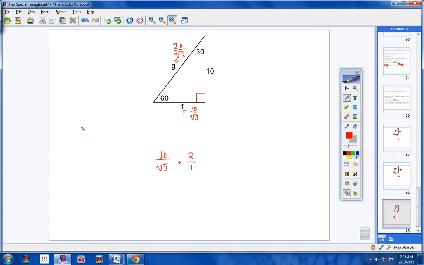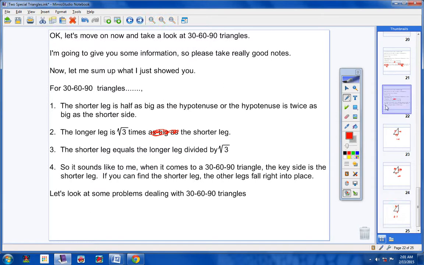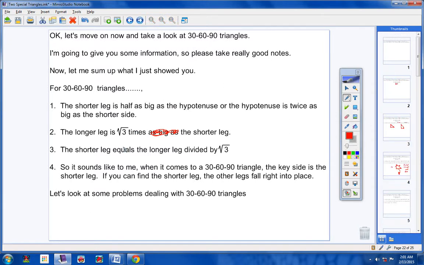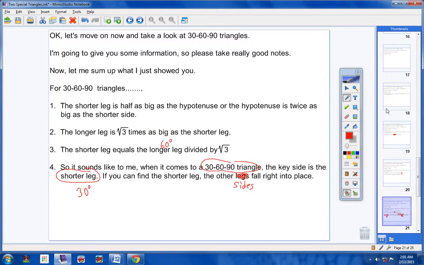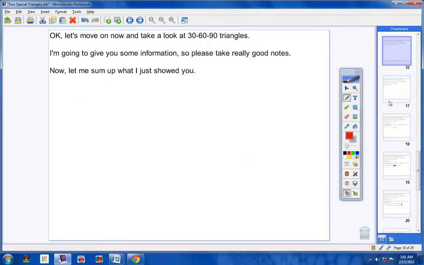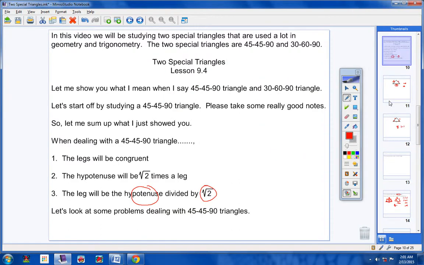It's not that difficult if you'll learn the things, the list that I've taught you. This list here for 30, 60, 90 triangles, and this list here for 45, 45, 90 triangles. It'll really help you if you know those two lists, okay?